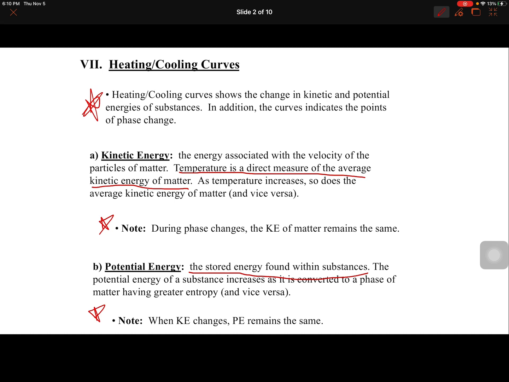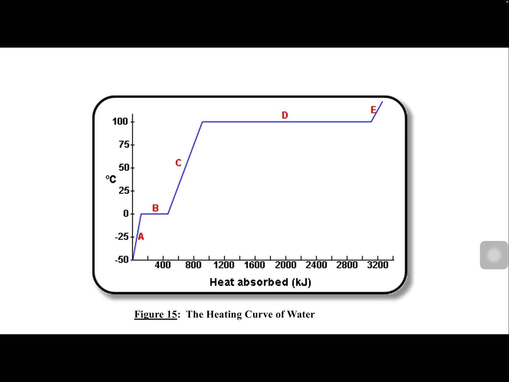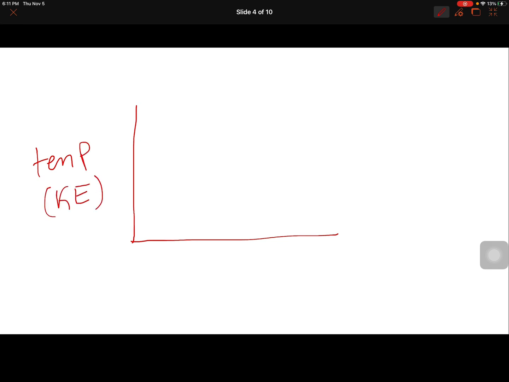So on the next slide, I'm going to show you what a heating curve looks like. This is what a heating curve looks like. What I expect for your notes, though, is the following. You're going to draw a y-axis and an x-axis. You're going to label your y-axis as temperature. You could also label it underneath in parentheses as KE, which is kinetic energy. And the bottom is your potential energy. PE is potential energy. The way that we draw this, we're going to draw up, straight, up, straight, up.